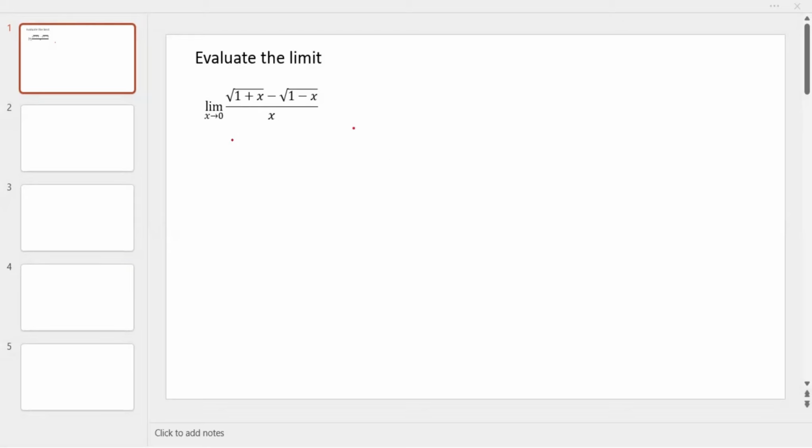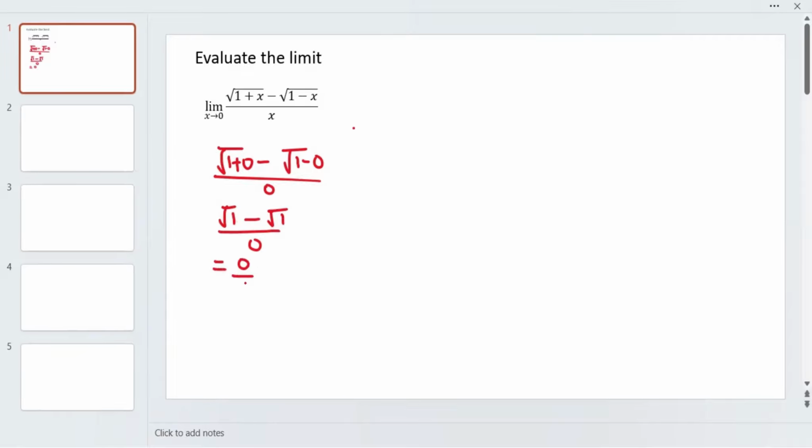By directly substituting 0 into this function, I'm going to have square root of 1 plus 0 minus square root of 1 minus 0, over 0. 1 plus 0 is 1, so this is square root of 1. 1 minus 0 is also 1, square root of 1, over 0. So square root of 1 minus square root of 1 gives me 0 over 0, meaning that this is indeterminate. So we have to look for another means to solve this question.